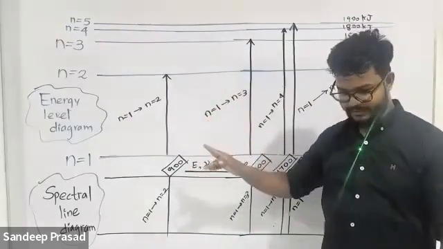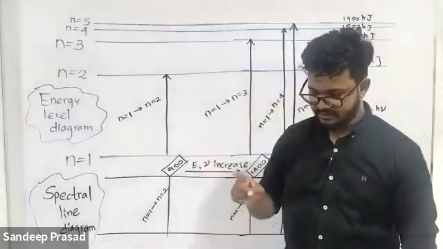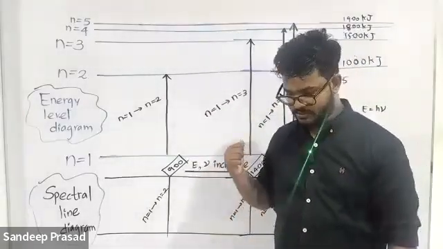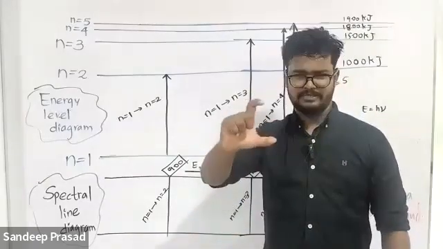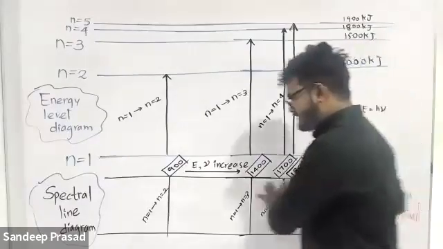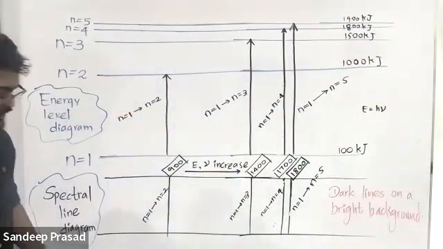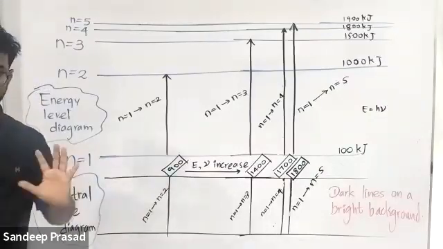Now, in the tutorial, I have given you space on page number 33. After the paragraph we wrote, I have given you a small space there. In that space, you have to draw only this spectral line diagram.